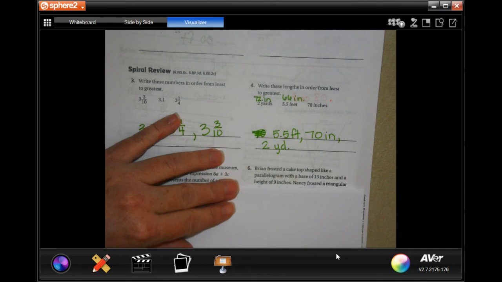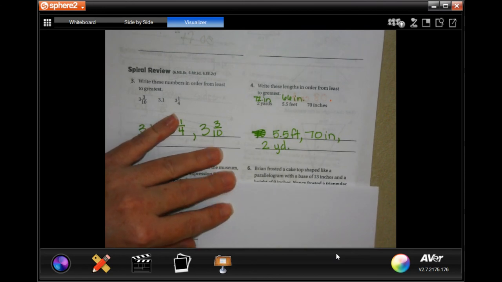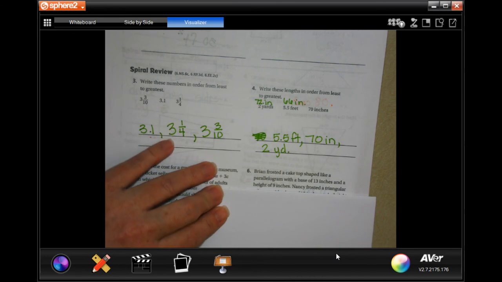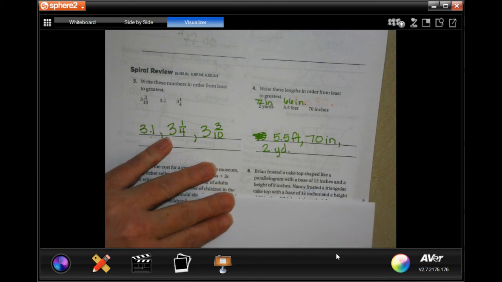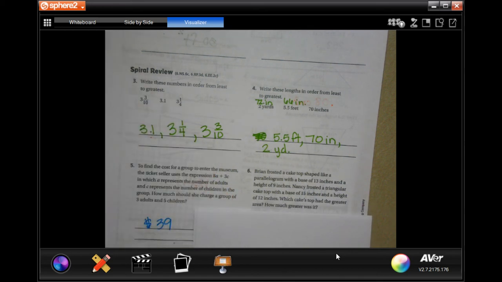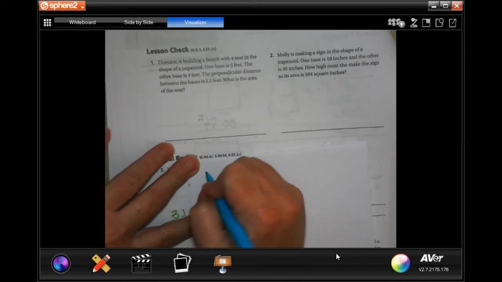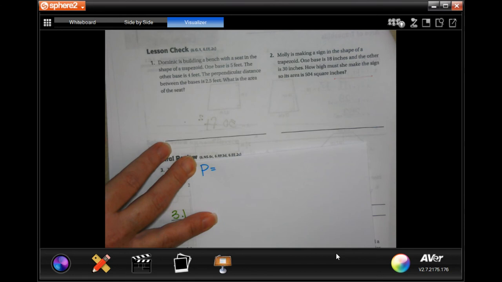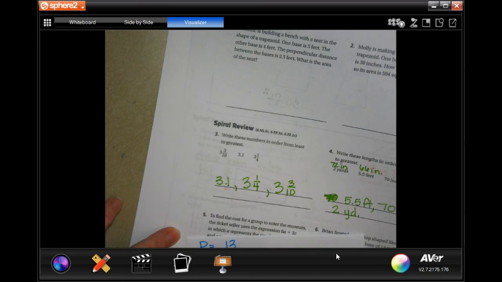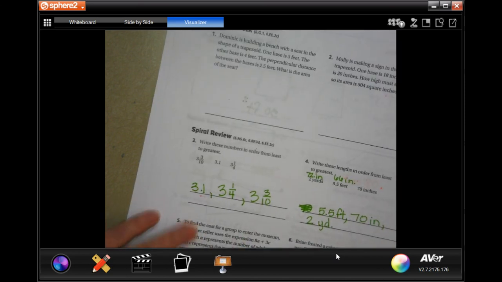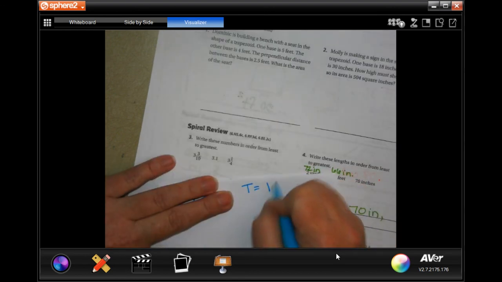Brian frosted a cake top shaped like a parallelogram with a base of 13 inches and a height of 9 inches. Remember, to get the area of a parallelogram is just base times height. Nancy frosted a triangular cake top with a base of 15 inches and a height of 12. Which cake tops have a greater area? So the parallelogram is going to be 13 by 9. The triangle is going to be 15 times 12, and then we have to divide that by 2.